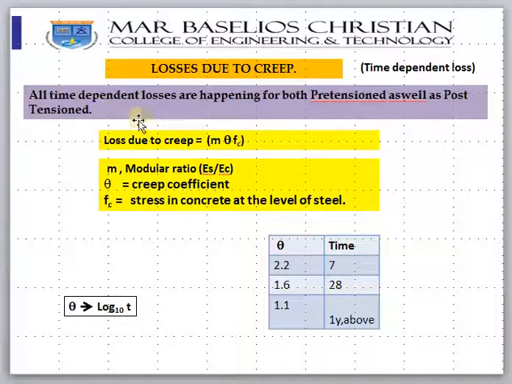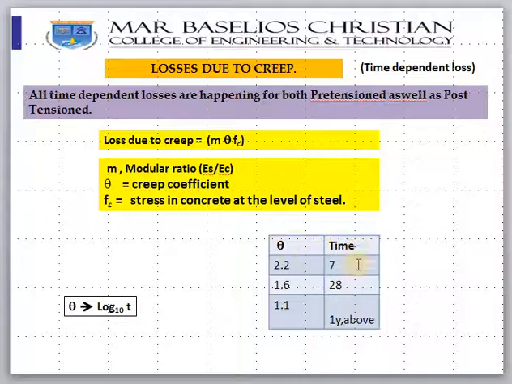Creep, you know, is when a beam is subjected to load for a long time, then there's a chance it might deflect more. Because of the inertia, this creep happens. So loss due to creep is equal to m into theta into fc, where m is the modular ratio, which we have discussed, Es by Ec, Young's modulus of steel divided by Young's modulus of concrete, and theta is the creep coefficient. This creep coefficient can be taken from the table, and fc is the stress in concrete at the level of steel, which we'll calculate.